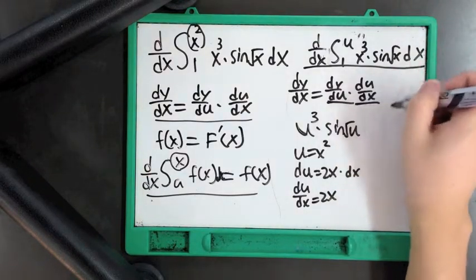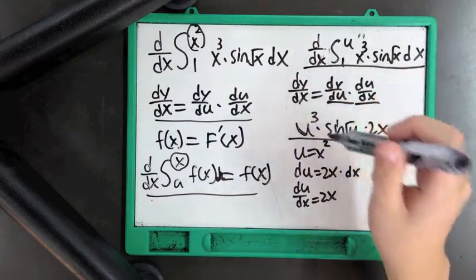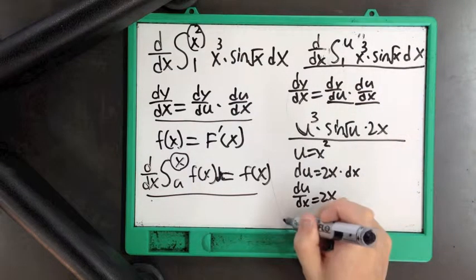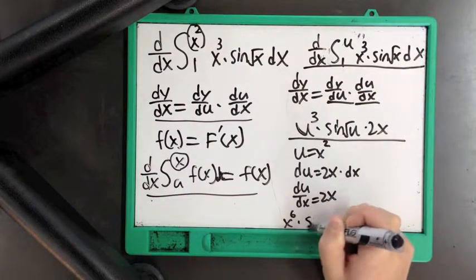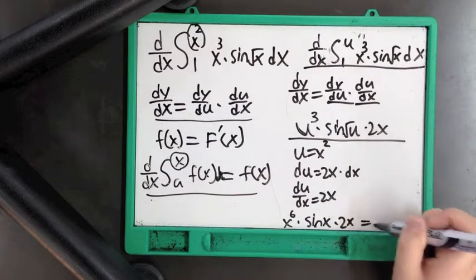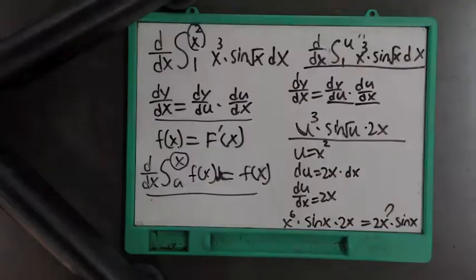So basically du over dx equals 2x. And then after we substitute x squared for u in the equation, we get x to the 6 times sine x times 2x, which after simplifying equals 2x to the 7th times sine x.